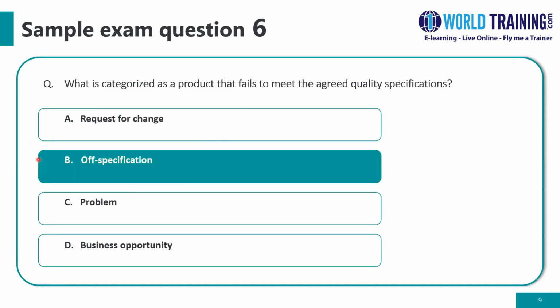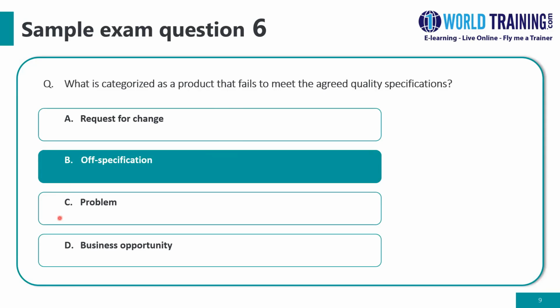It is choice B, off specification. That is correct. It is a product that will not meet its quality specifications. So, for example, a requirement of a product might not be fully met or is totally missed out. Choice A, request for change. This is typically a change to any baseline. So anything that has been agreed and approved. For example, existing requirements to be modified, then a request for change would be needed.